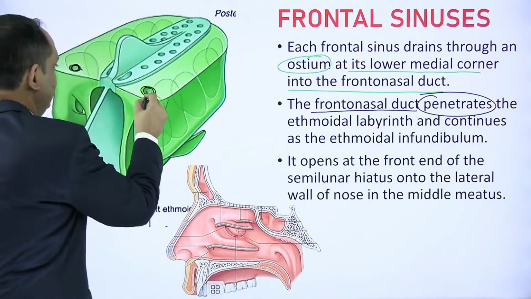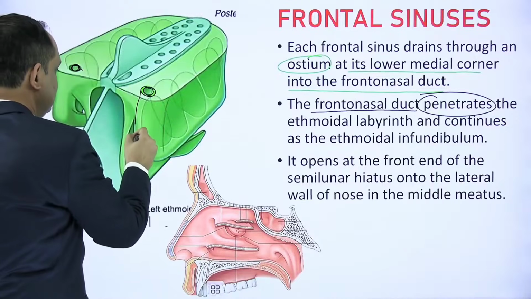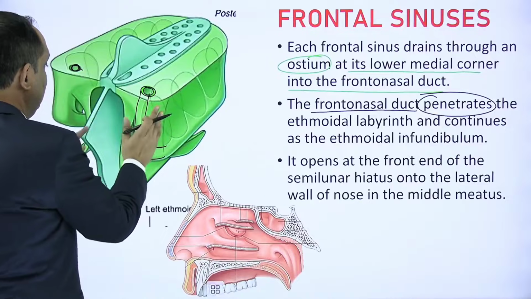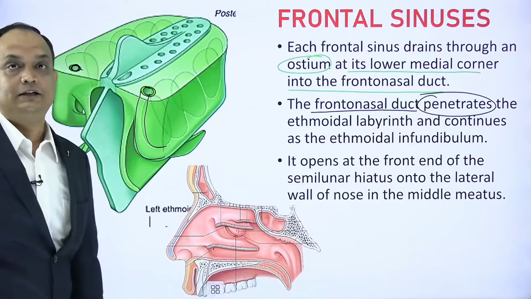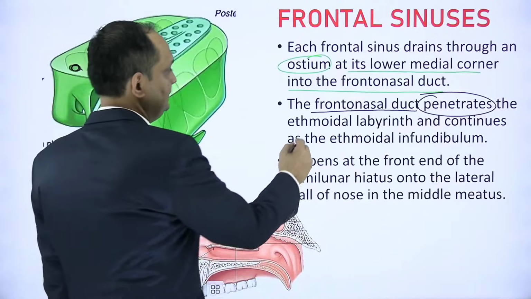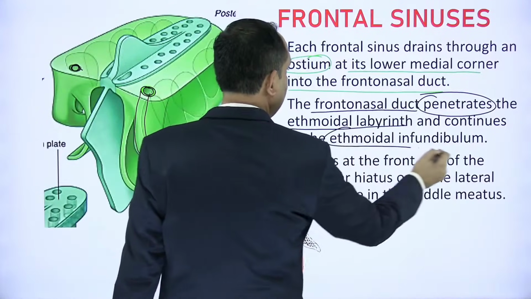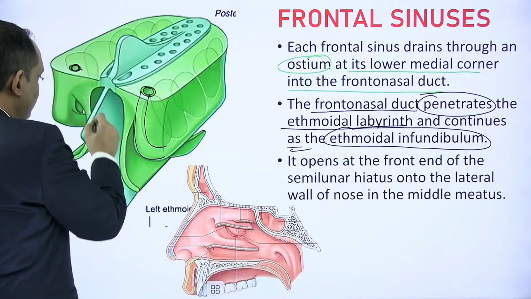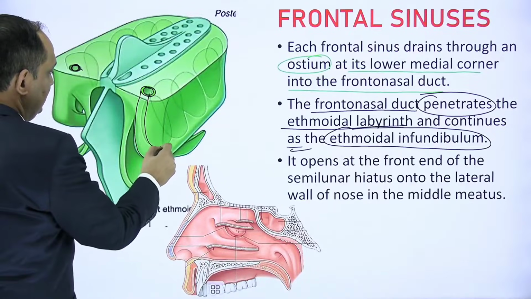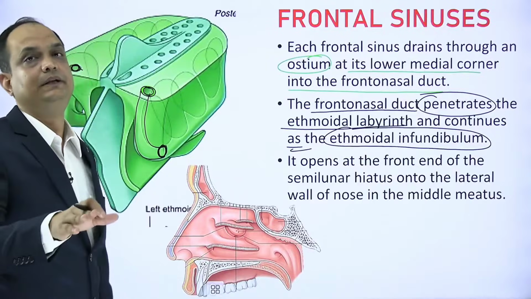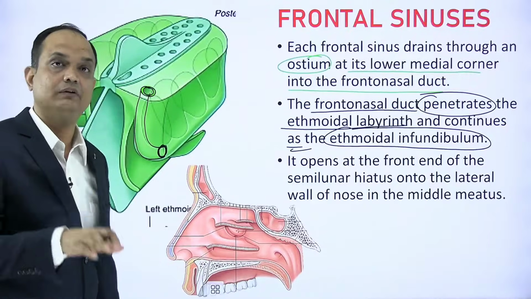Now, the frontonasal duct penetrates. Now, where is the frontonasal duct? This duct will start and go downward. So, it will penetrate the labyrinth of your ethmoid bone. It will penetrate the ethmoid labyrinth and continue as the ethmoidal infundibulum. Now, in the downward direction, it will continue as an infundibulum, which further opens into the middle meatus, which is a feature of the lateral wall of the nose.